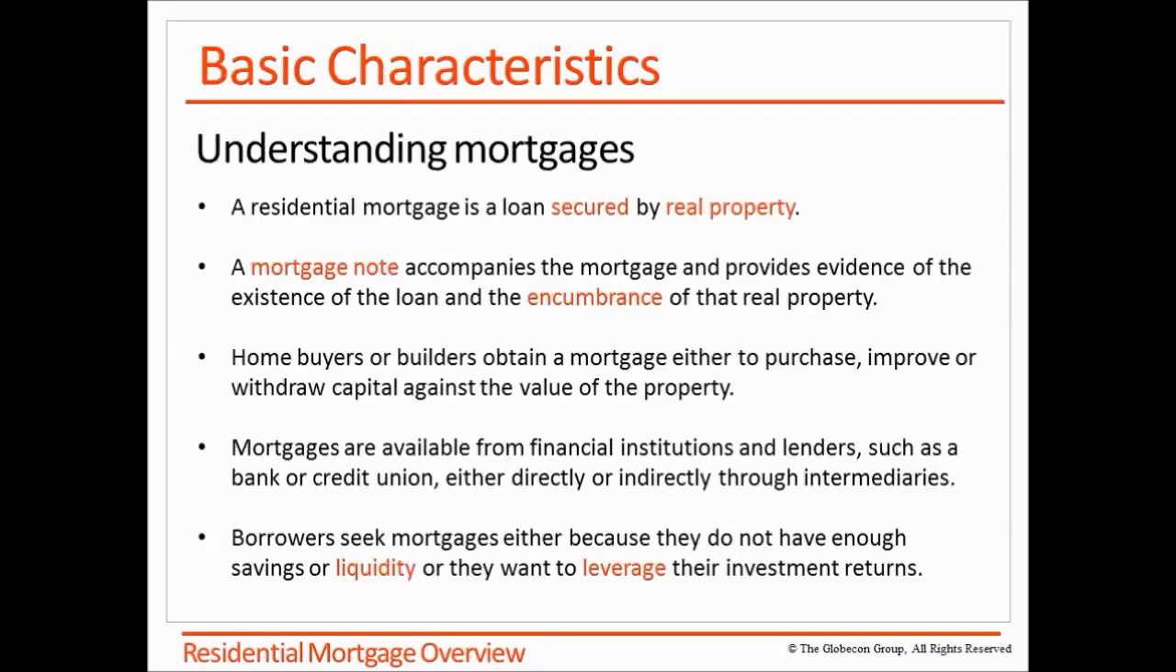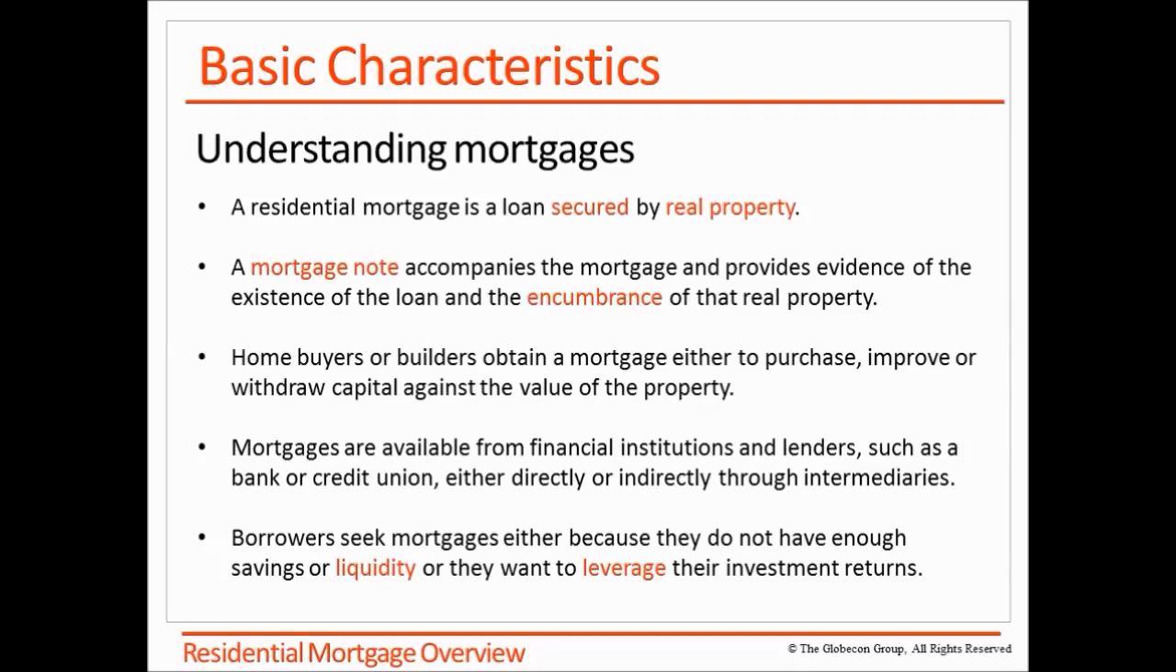So let's start by understanding what a mortgage is. A residential mortgage is a loan secured by real property. So it has a real property attached to it that becomes the collateral or the secured part of the loan. A mortgage note accompanies the mortgage and provides evidence of the existence of the loan and the encumbrance of that real property. So the mortgage note is the link to that real property.